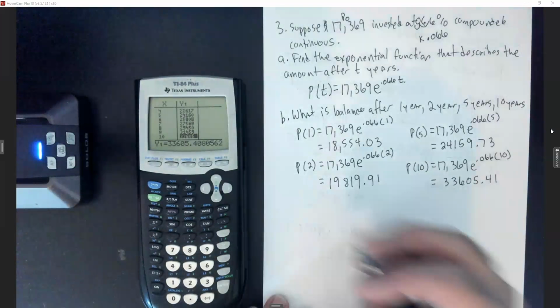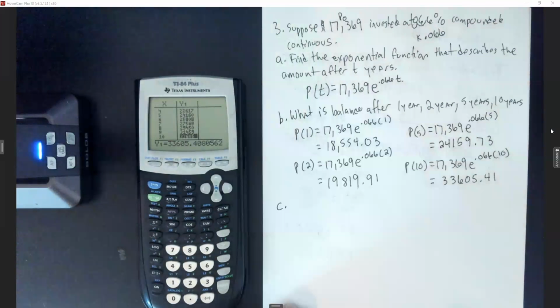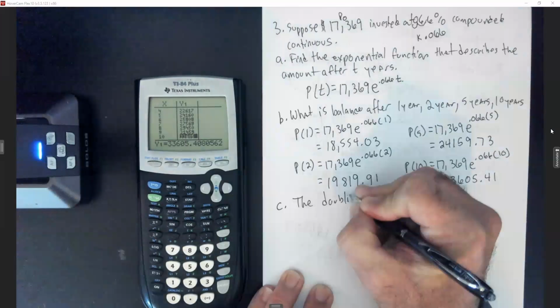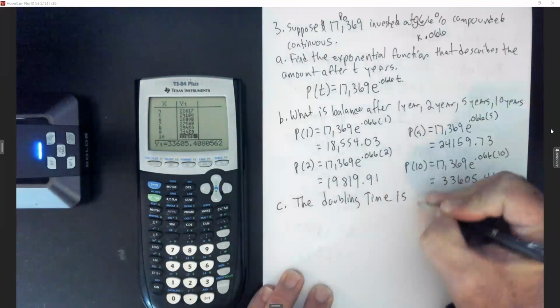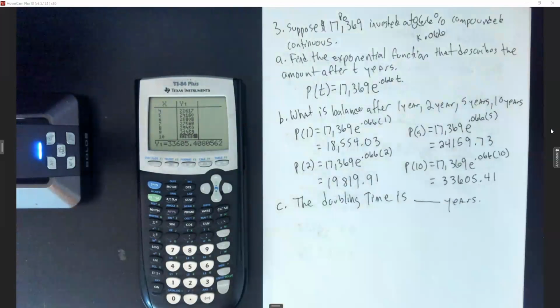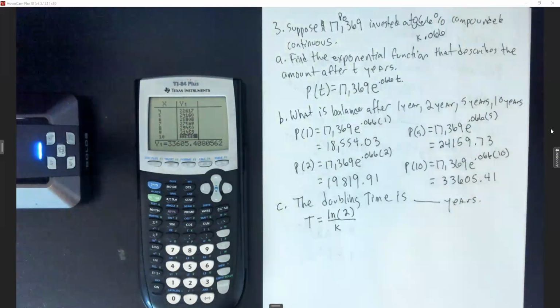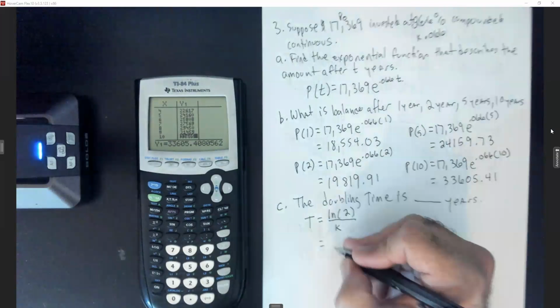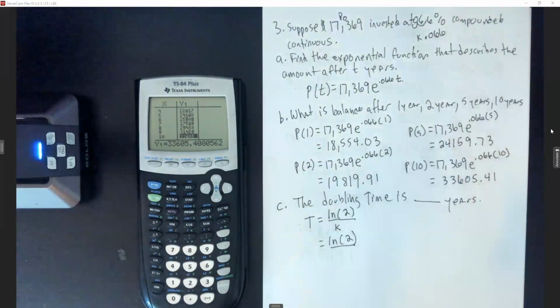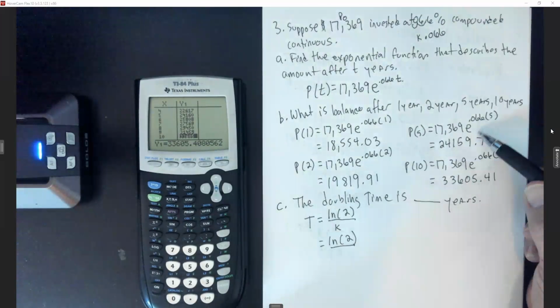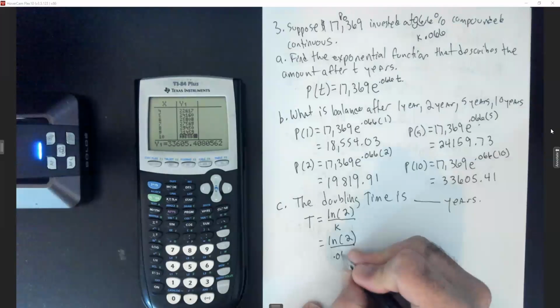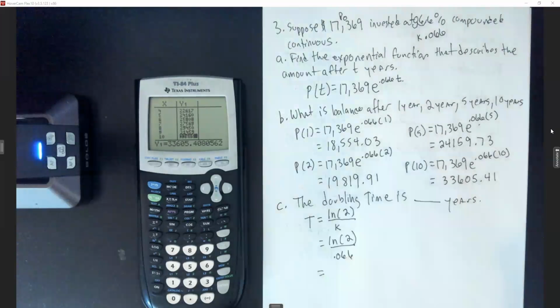All right, y'all, this has a part C. So part C says the doubling time is blank years. All right, so we know our doubling time formula. That's a capital T equals the ln of 2 divided by k. All right, so we got our ln of 2. We've already turned k into a decimal, right? That was 0.066? And y'all, this one we're going to round it to 1 decimal place.